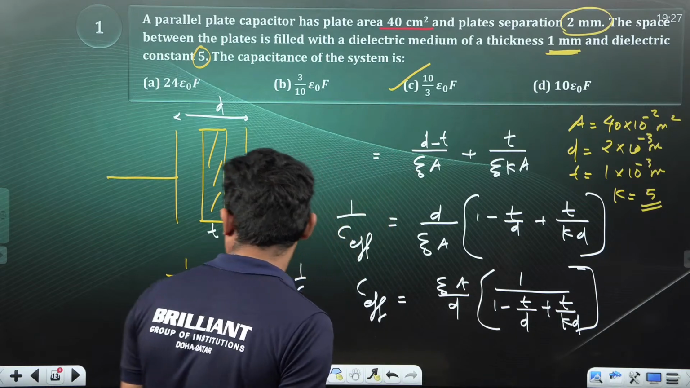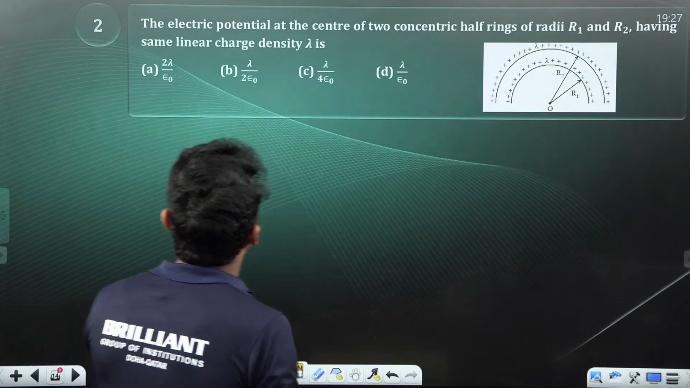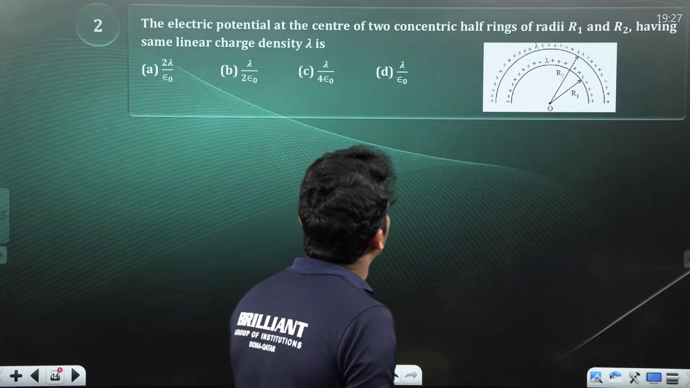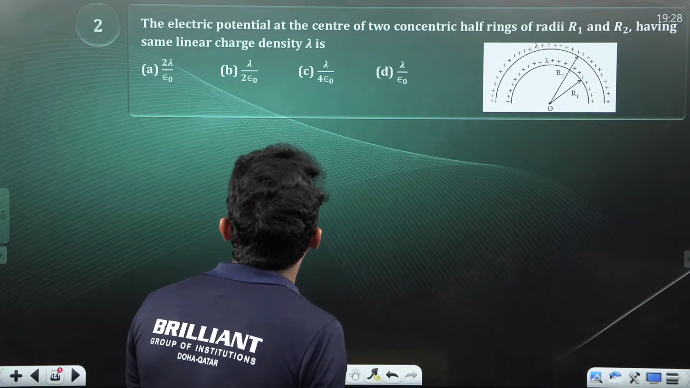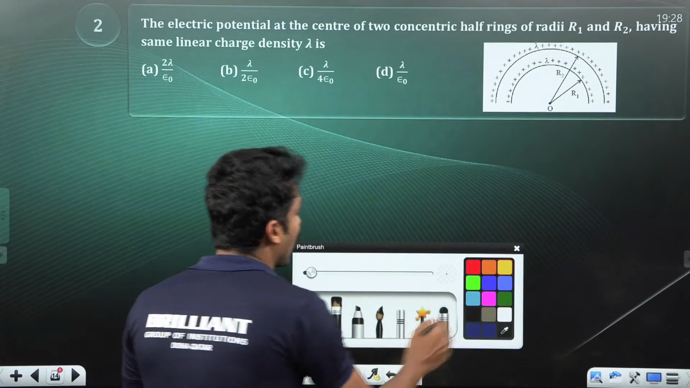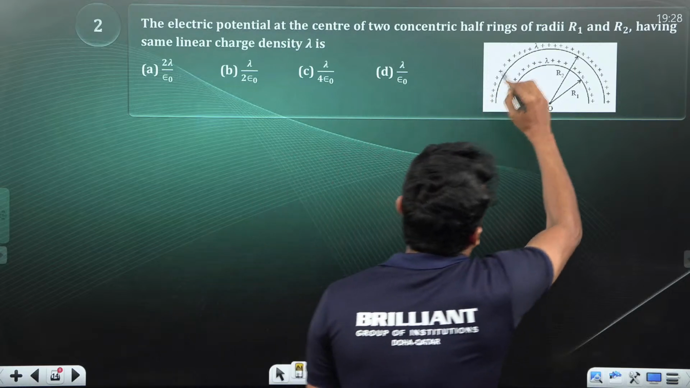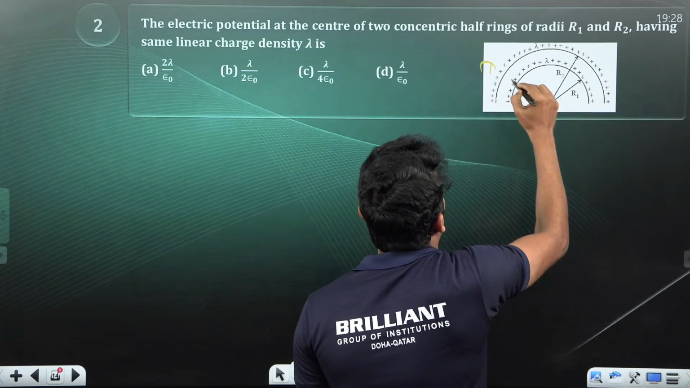Okay, moving to the next question. The electric potential at the center of the two concentric half rings of radii R1 and R2 having same linear charge density lambda. The charge density of this wire and this wire is the same, lambda.